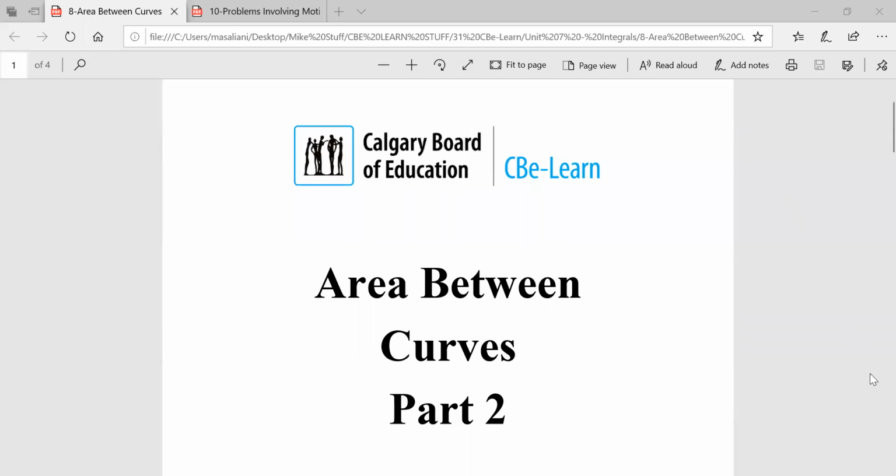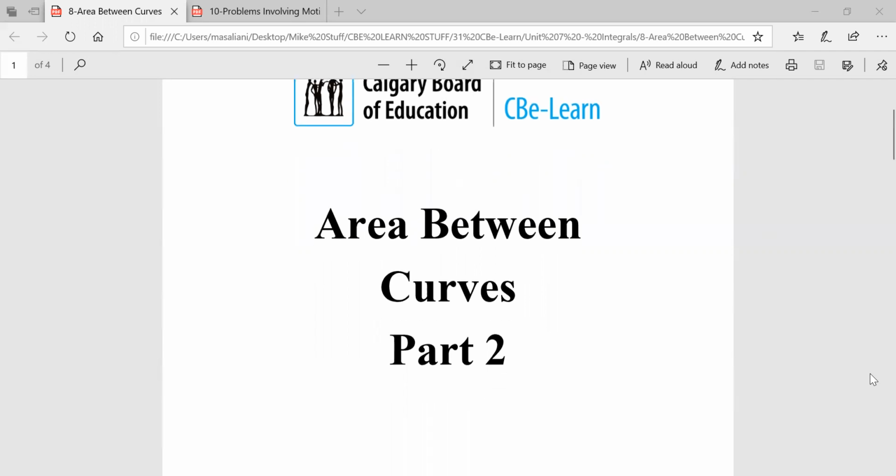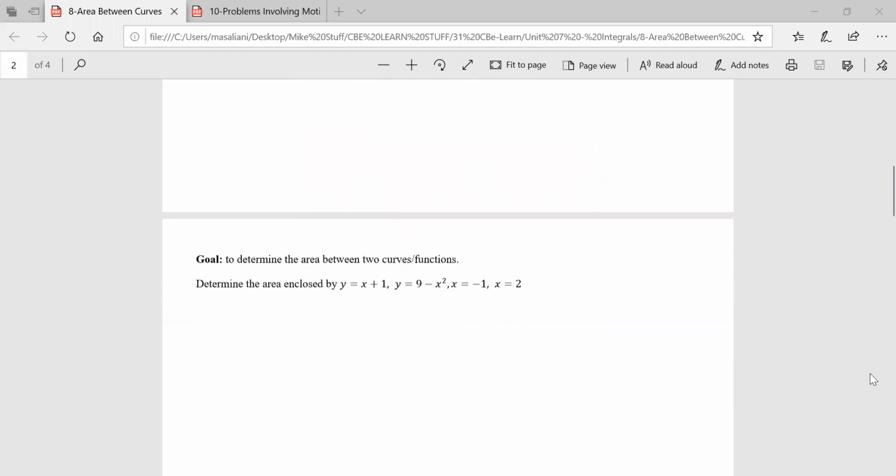Hey, mathletes. What we're going to talk about here is area between curves again, but this time we call it part two. This time our bottom curve won't be the x-axis. Our bottom curve will be a different function other than the x-axis. Good news is it doesn't actually make things that much more difficult. Okay, let's take a peek here.